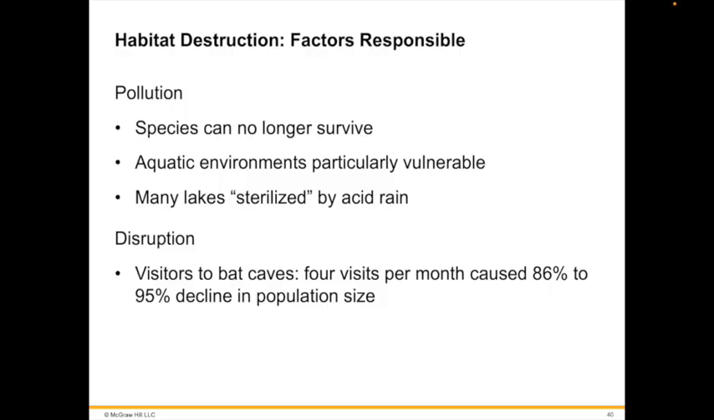And disruption. Human activities may disrupt a habitat enough to make it untenable for some species. For example, visitors to caves in Alabama and Tennessee caused significant population declines in bats over an 8-year period. When visitors were fewer than one per month, less than 20% of bats were lost. But caves having more than 4 visits per month suffered population declines of 86 to 95%.